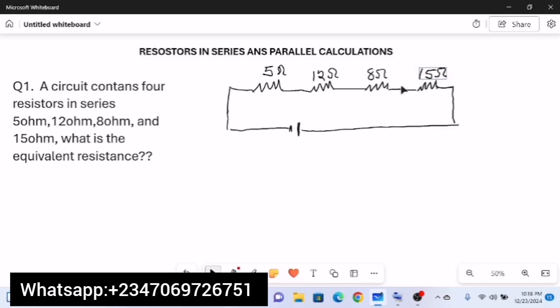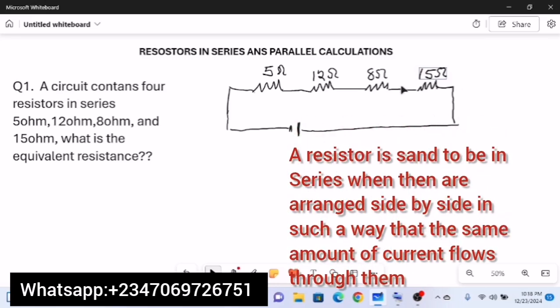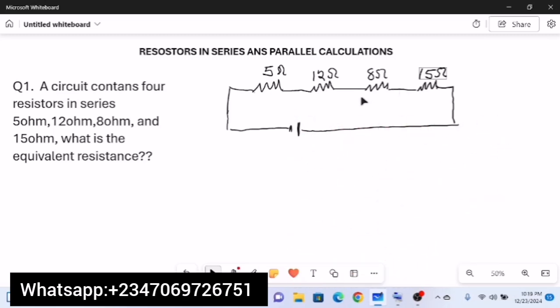Now, when is a resistor said to be in series? Resistors are said to be in series when they are arranged side by side in such a way that the same amount of current flows through them. Now, here is the voltage source. This is the voltage source where current flows out, right? So, this is our voltage.